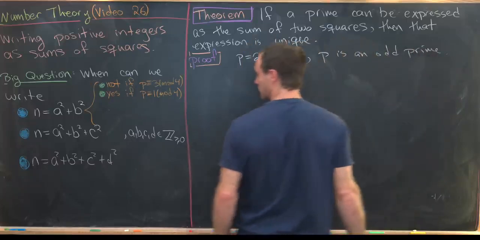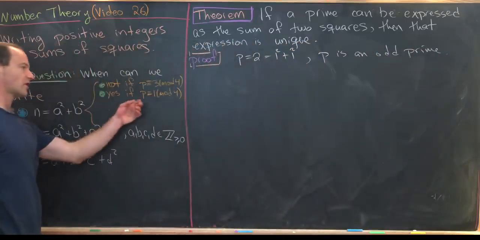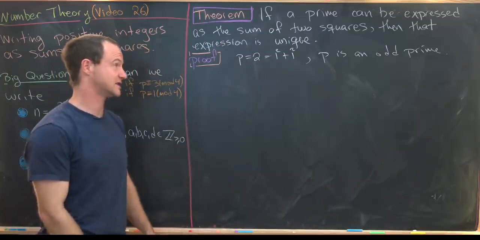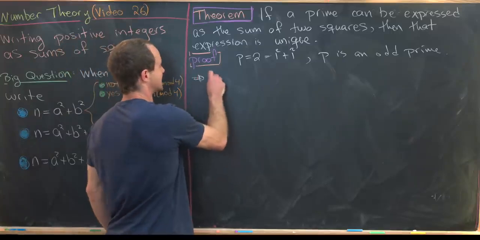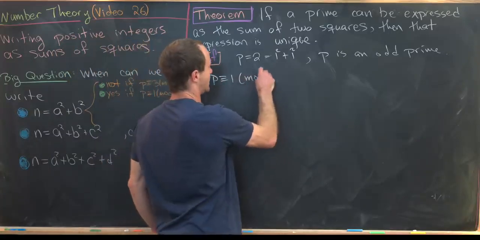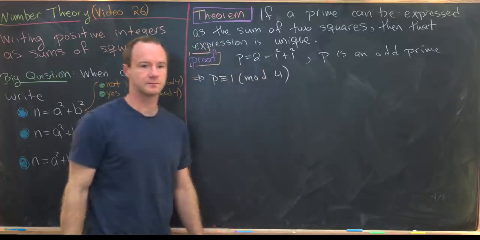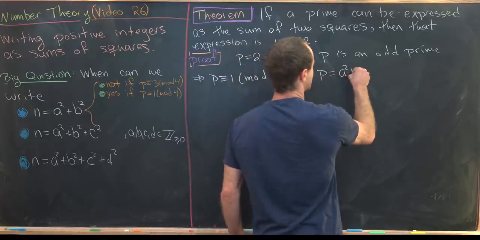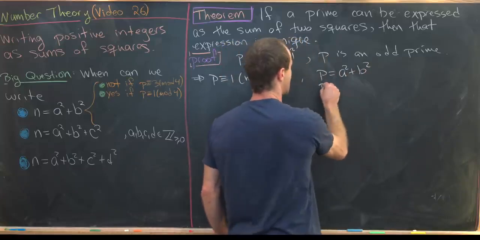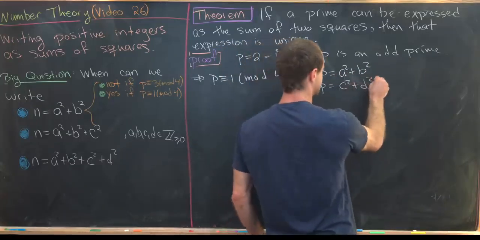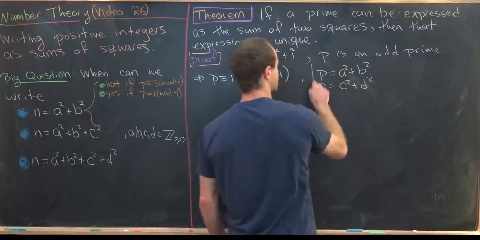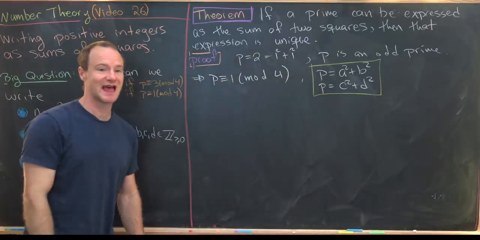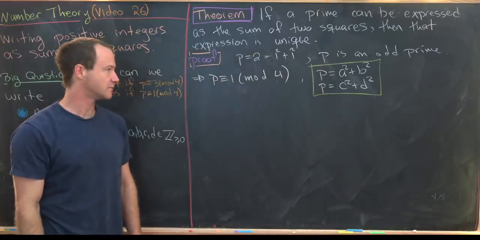Well, we just got done proving that only primes of the form 1 mod 4 can be rewritten as the sum of two squares. So that means that p, in fact, is 1 modulo 4. Okay, well now let's assume that p can be rewritten as a squared plus b squared and can also be rewritten as c squared plus d squared. And we want to show that these expressions have to be the same.